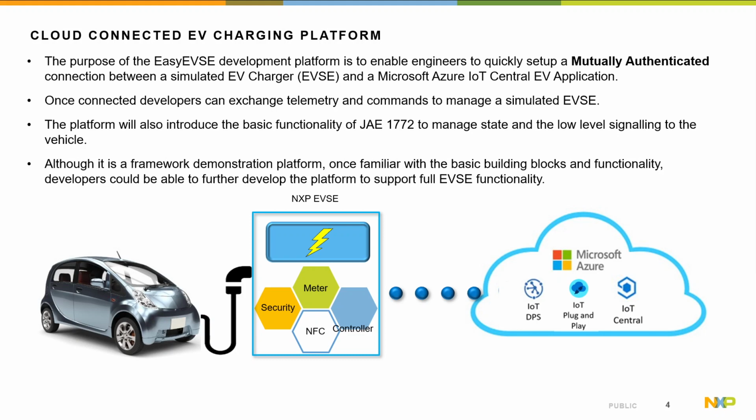Okay, so let's map those building blocks onto the EasyEVSE enablement platform. The purpose of this platform is to enable engineers to very quickly set up that mutually authenticated connection between a simulated electric vehicle charger and the Microsoft Azure IoT Central EV application. Once developers are connected, we can exchange telemetry and commands to manage the behavior of the simulated EVSE. The platform is also able to introduce some of the basic functionality, certainly J1772, which is used to manage the state and the low-level signaling between the charging station and the vehicle.